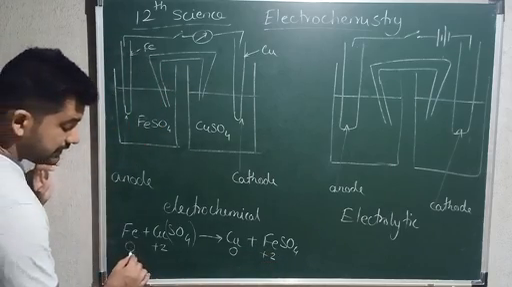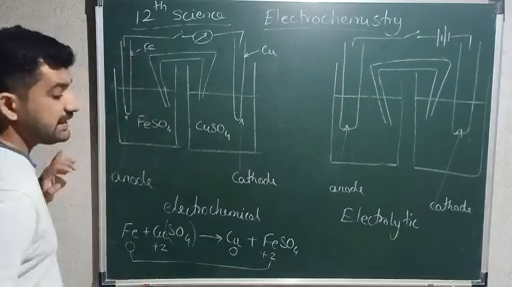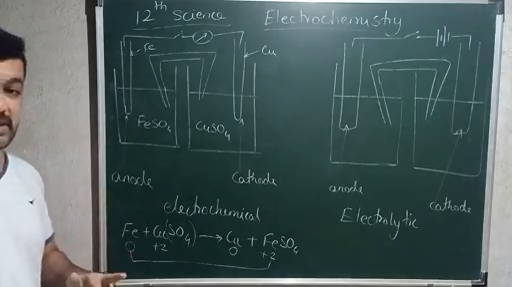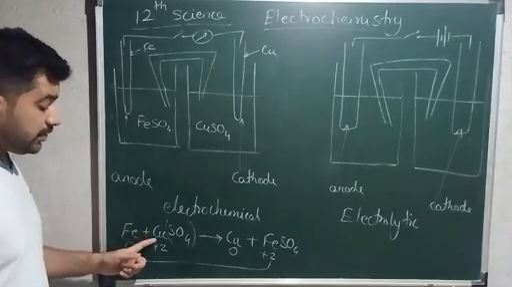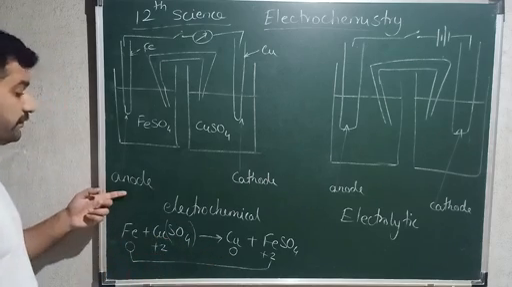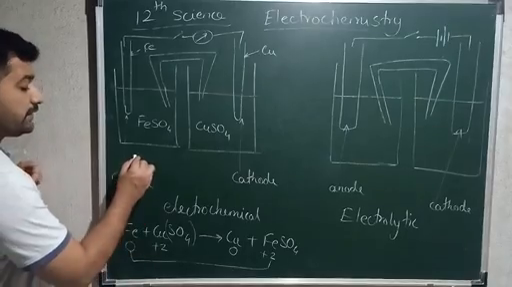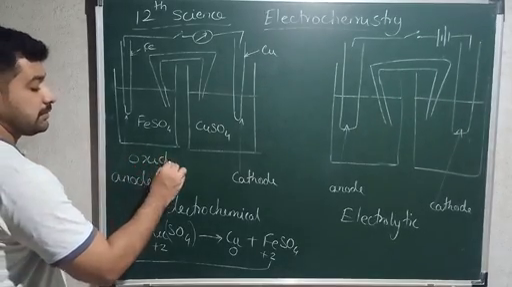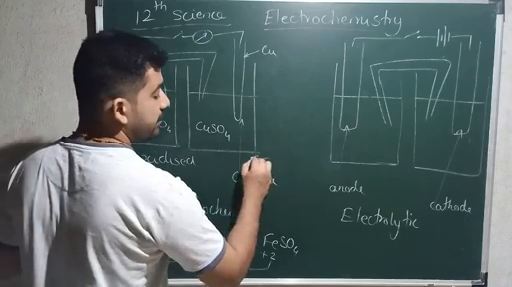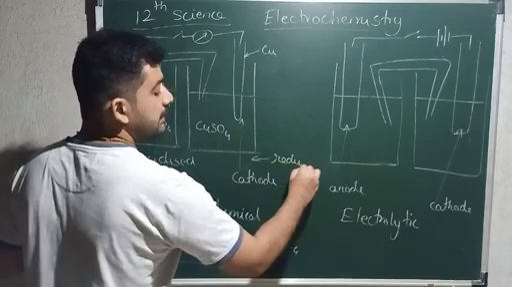Now if you see over here, Fe is getting oxidized, means it is losing electrons, and copper is getting reduced, means it is accepting electrons. We all know the anode always gets oxidized and at the cathode we always get reduction.